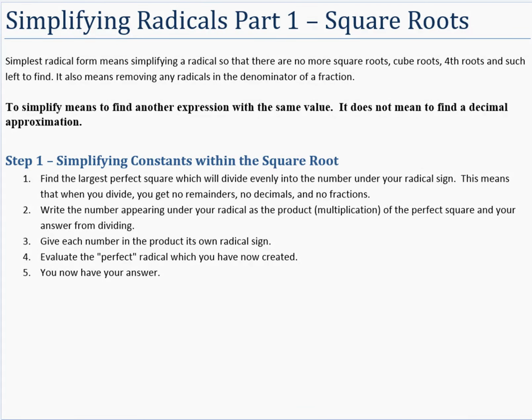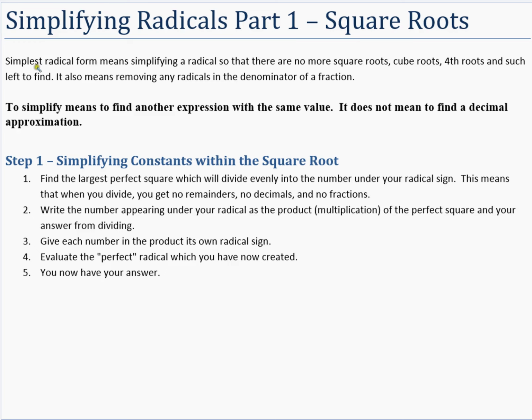We're going to take the next topic and split it into two parts. So we're going to be simplifying radicals, and in this part specifically square roots. They're ones we're more familiar with, so we'll work through those and hopefully get very good at them, and then we'll apply the same principles to higher roots, such as cube roots and fourth roots.